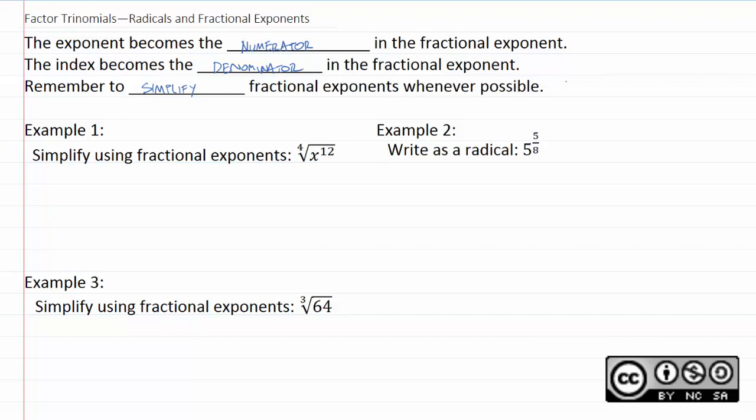A good way to look at this is like this. If you have x to the power of a over b, this is the b root of x to the a. Just think about going back and forth between those two things and you'll be just fine.